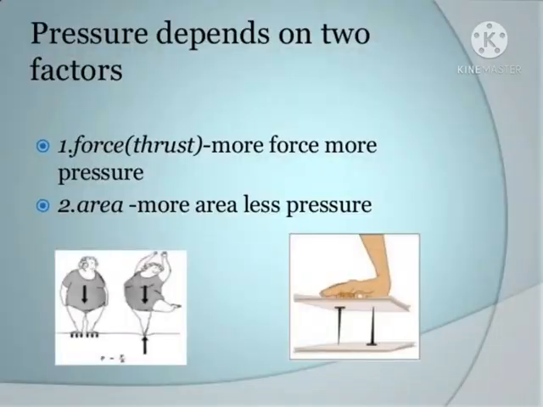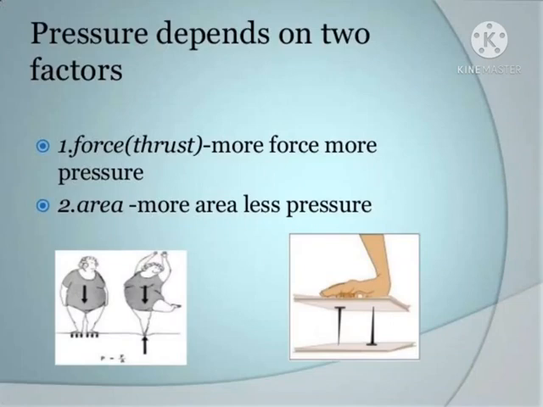So children, pressure depends on two factors. The first is force. More force, more is the pressure. Force is also said to be an alternate term for thrust. And the second is area. More area, the pressure decreases. Less area, the pressure increases, as we saw in terms of the shoes that your parents wear.